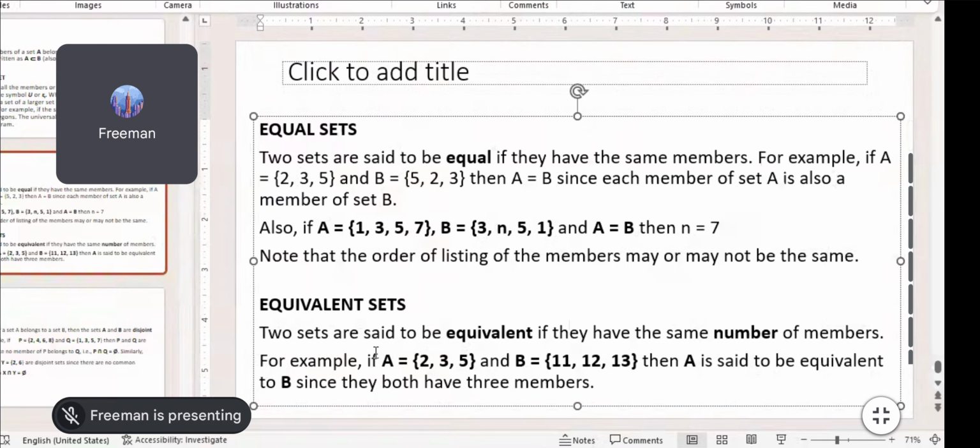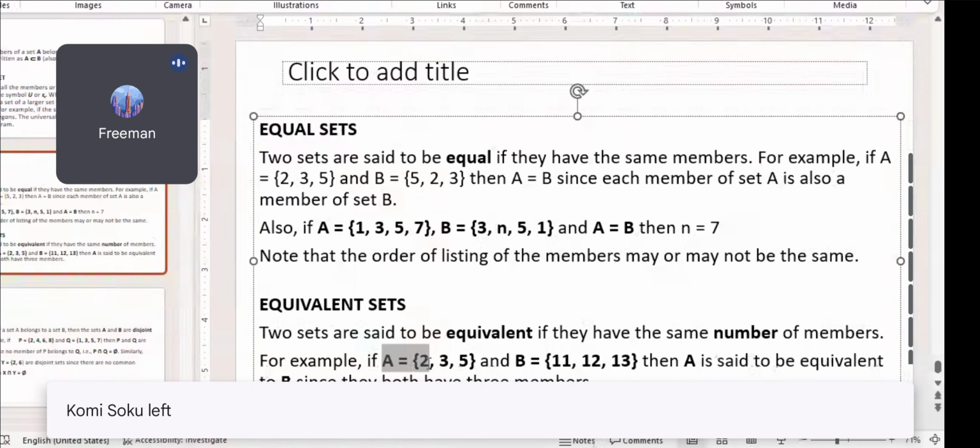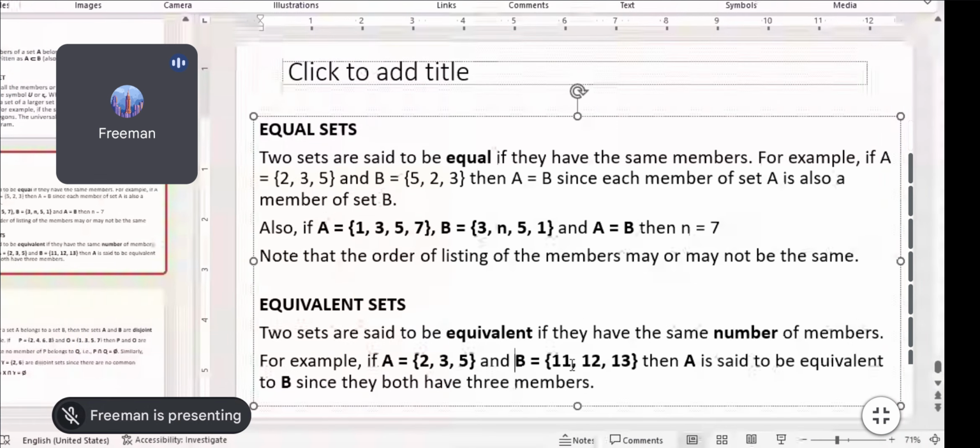So we have a set A that has 2, 3, 5. Then another set B: 11, 12, 13. Even though we don't have the 2, 3, 5 in B, neither do we have 11, 12, 13 in A, we say the two sets are equivalent, but they are not equal. Mind you, every equal set is equivalent.